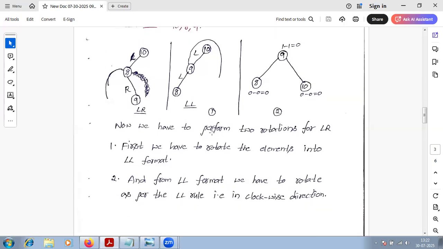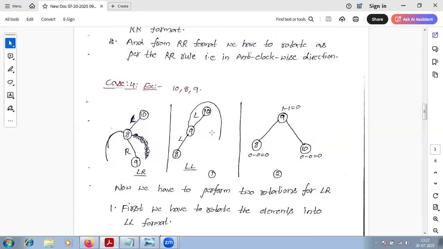Okay, this is known as an AVL tree. That was what an AVL tree is and what the rotations in the AVL tree are. Okay, thank you.